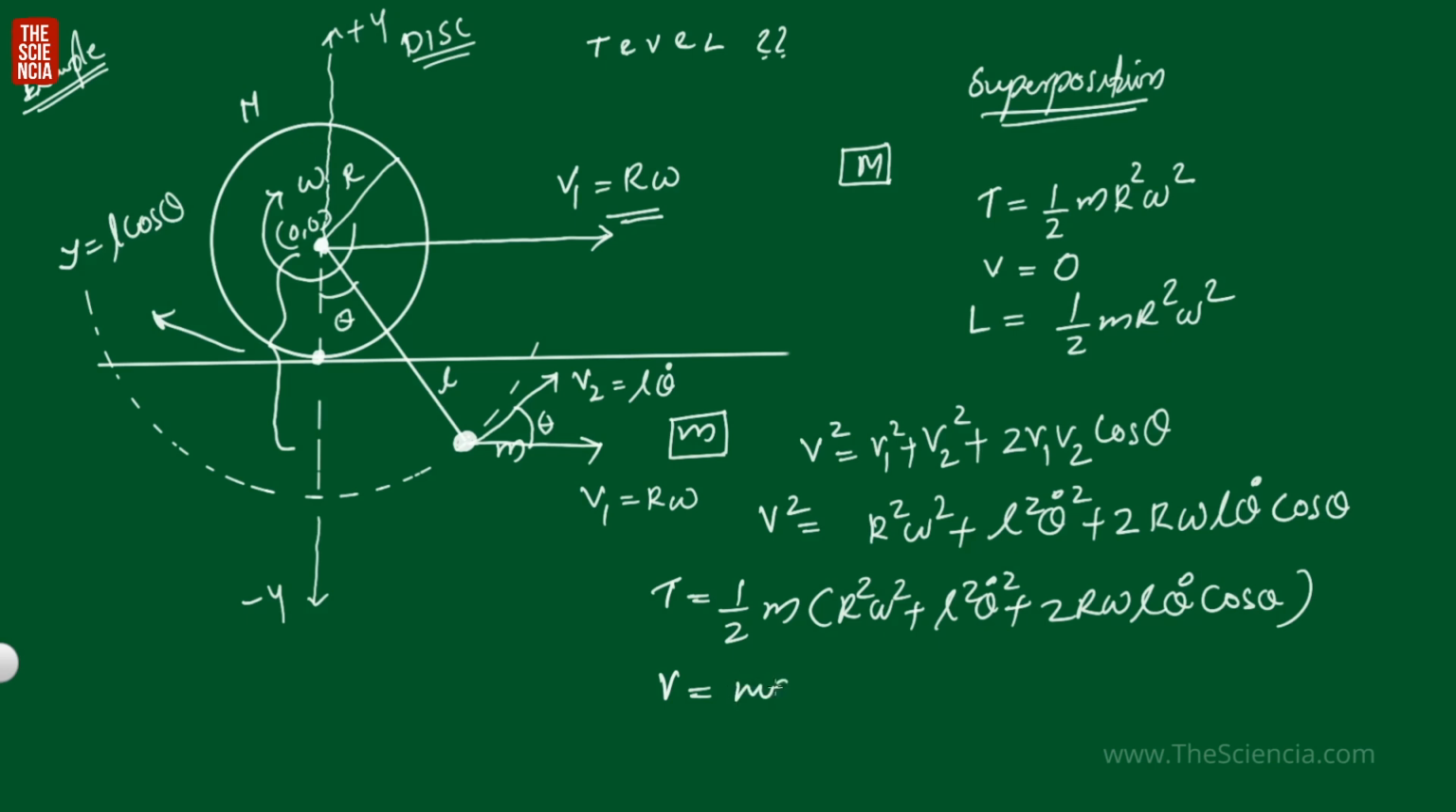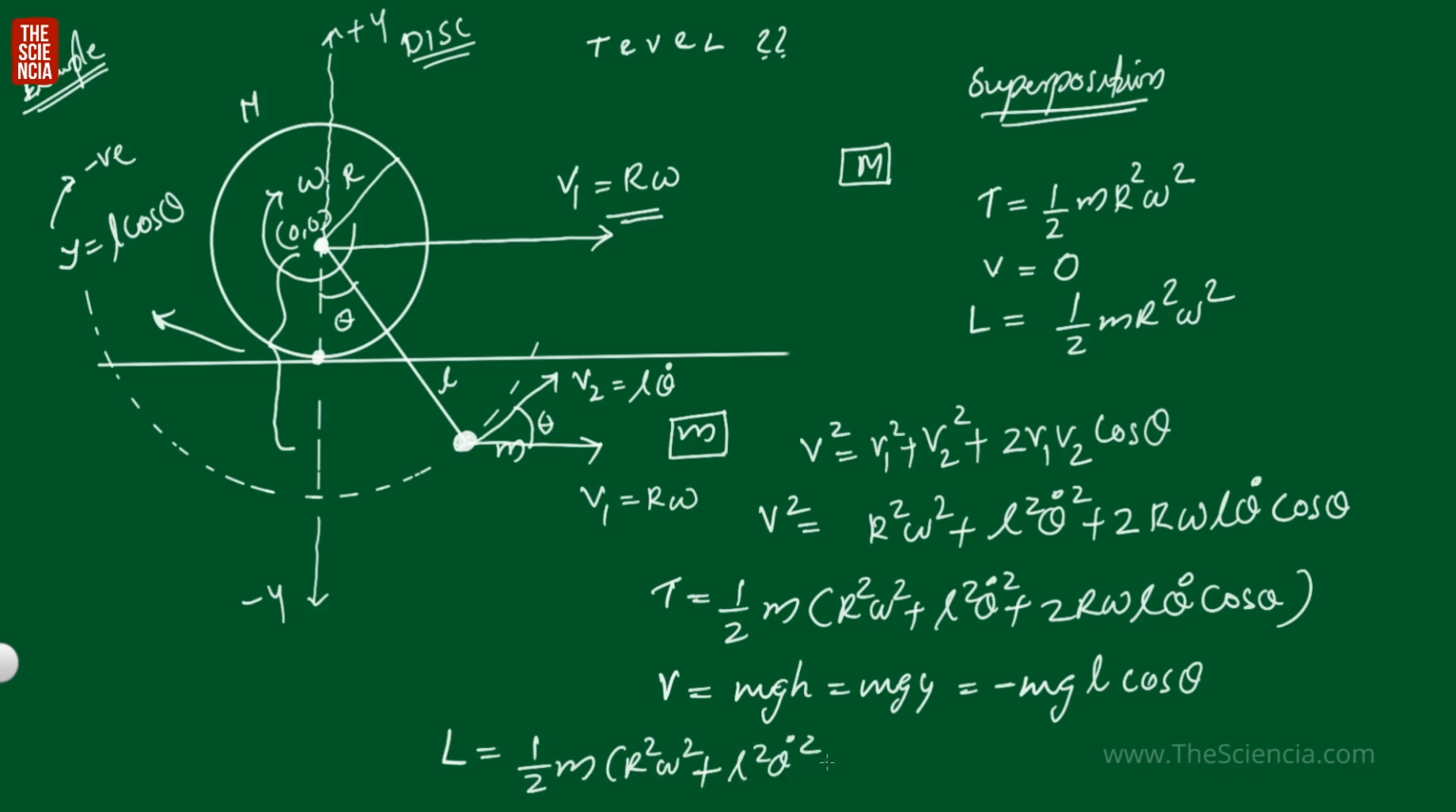So V is equal to mg h, that is mg y, that is equal to mg L cos theta, and here this y is in the negative coordinate, therefore minus. So we can write the Lagrangian, that is Lagrangian equal to 1 by 2 m r square omega square plus l square theta dot square plus 2 r omega l theta dot cos theta. That is the total Lagrangian is, so suppose this is L1 and this is L2, then total Lagrangian is equal to L1 plus L2. So this is the Lagrangian corresponding to this entire system.